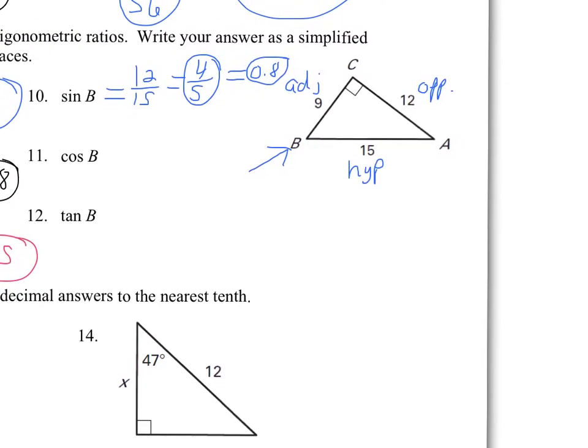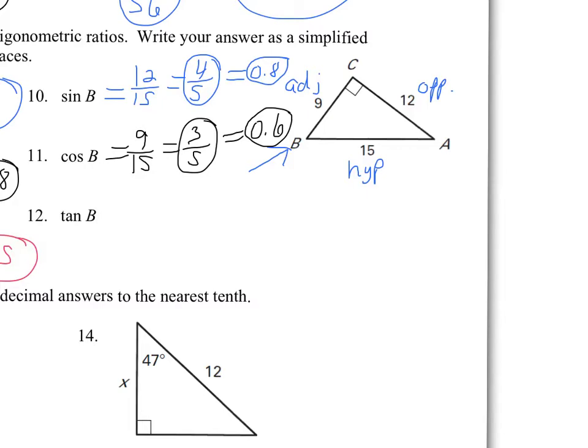Alright, the cosine of angle B. So from B's point of view, cosine is adjacent over hypotenuse, 9 over 15. And 9 over 15, that reduces to 3/5, or just 0.6. We want you to have both of those answers.